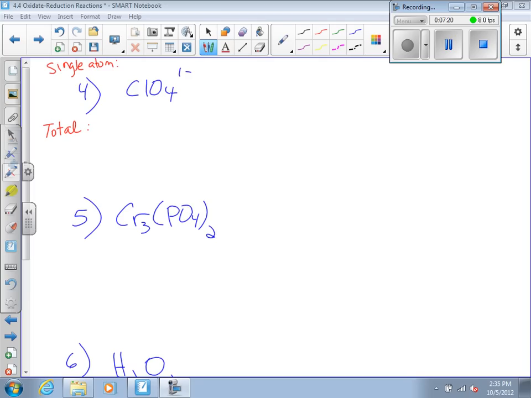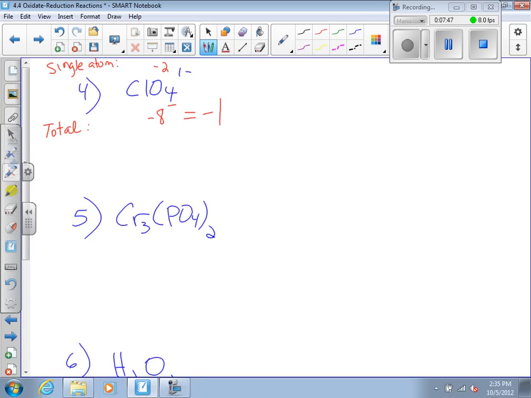So each oxygen we just learned is -2. I have 4 oxygens. So the total for the oxygen is what? -2 times 4? Hopefully you got -8. Okay, now the total charge on the polyatomic ion must add up to the total charge of the ion. The total charge of all the oxidation numbers must add up to the charge, which is -1.